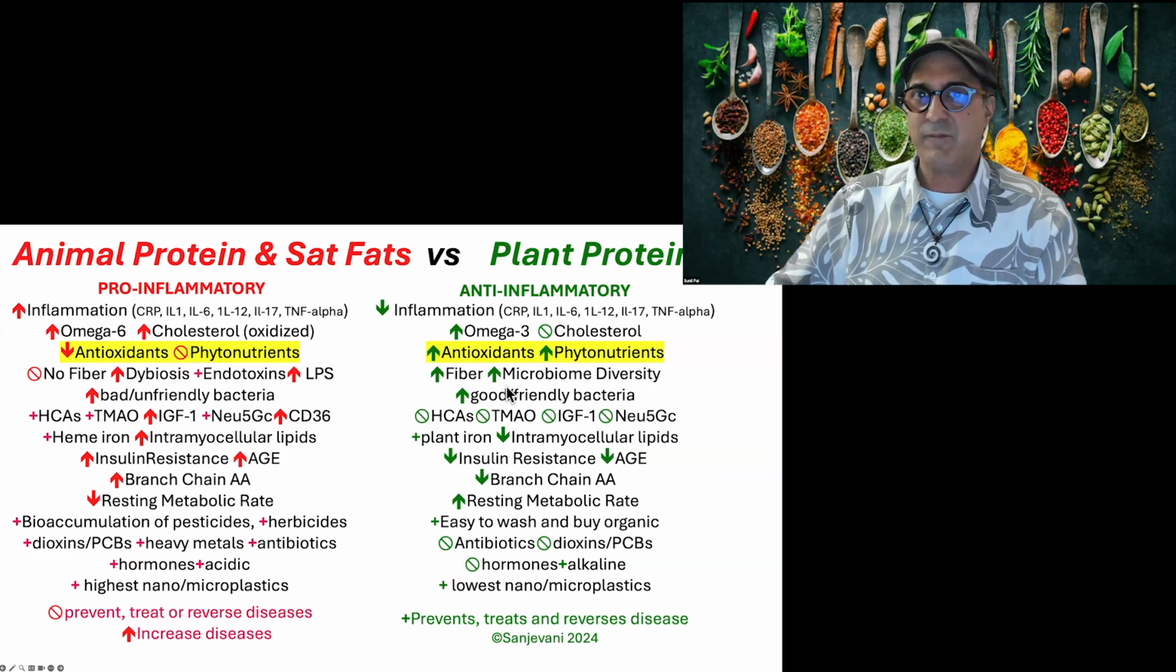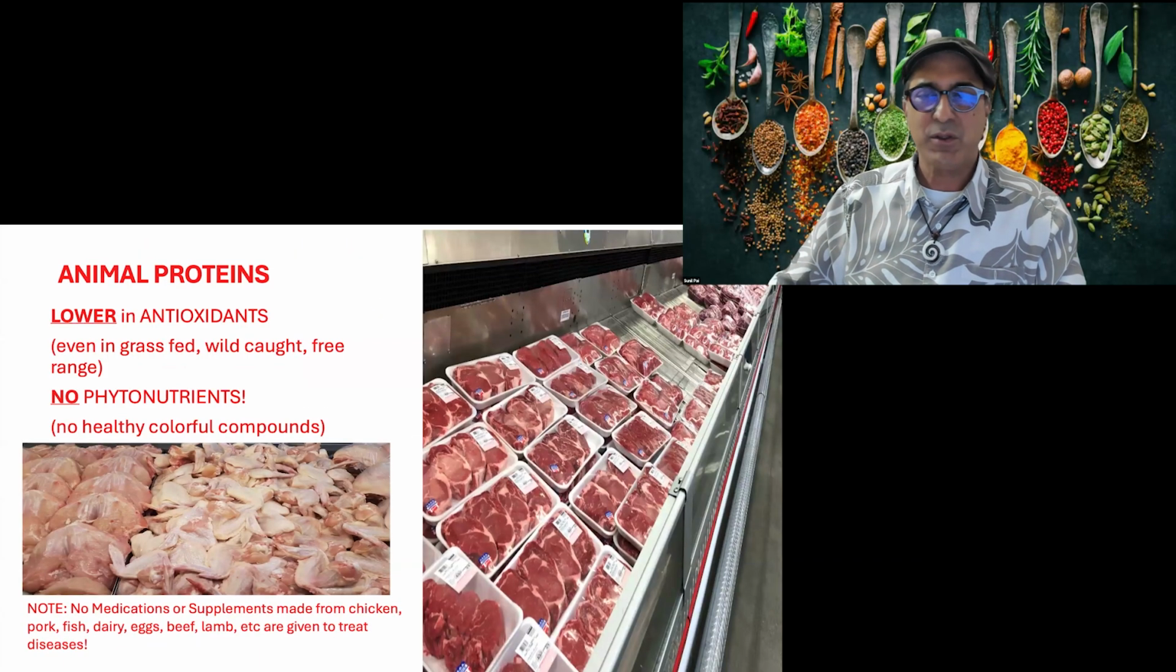And antioxidants and phytonutrients are very high, and very rich in plant proteins. So when we look at animal protein in general, if you just look at them, you can already tell, right? They don't have this kind of rich color. They're kind of dull. It's just dead flesh, basically. That's what it is. But they're lower in antioxidants.